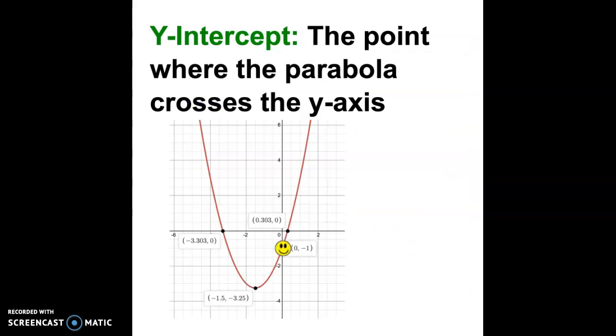All right, so along with x-intercepts, we have y-intercepts. So a y-intercept is the point where the parabola crosses the y-axis. So now we're not talking about the horizontal axis anymore, we're talking about the vertical one. So I'm going to highlight the y-axis on this picture for reference in pink. So the y-intercept is the point where the parabola crosses the y-axis. So you see in this example, this yellow smiley face, that is the y-intercept because 0, negative 1 is the ordered pair, the point where the graph crosses the y-axis.